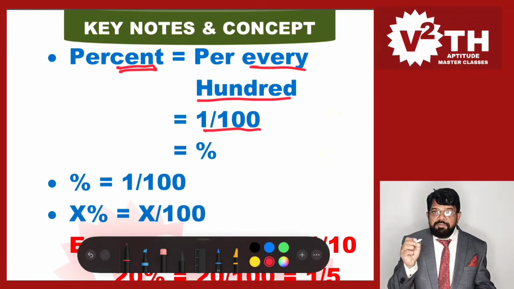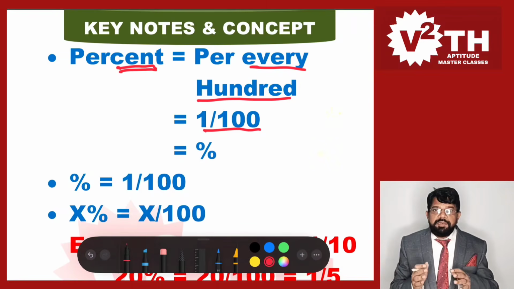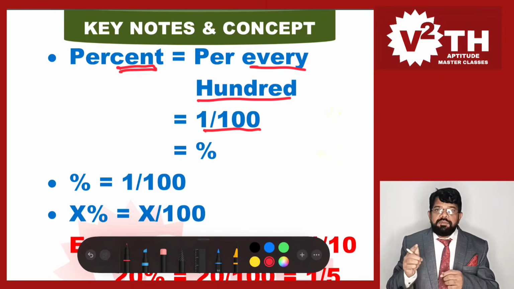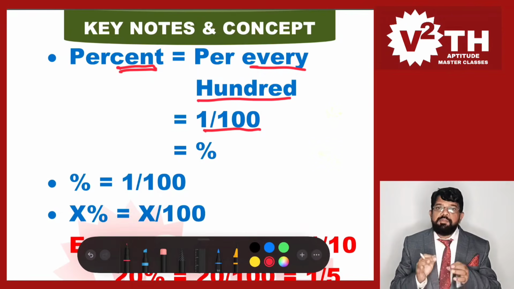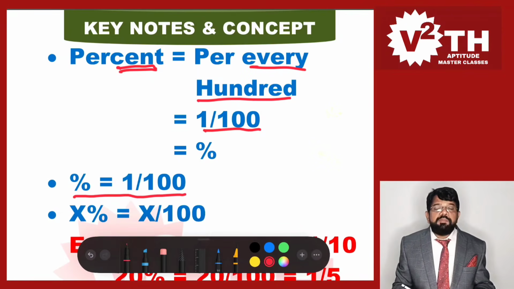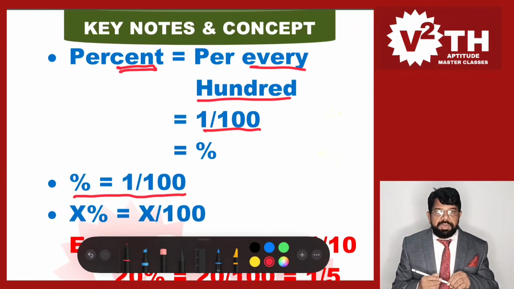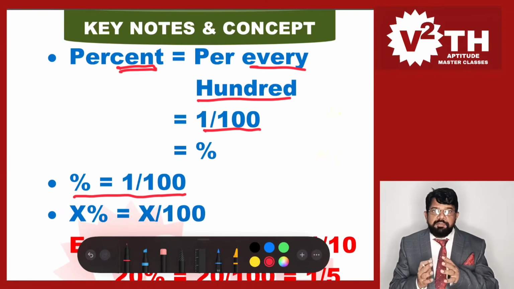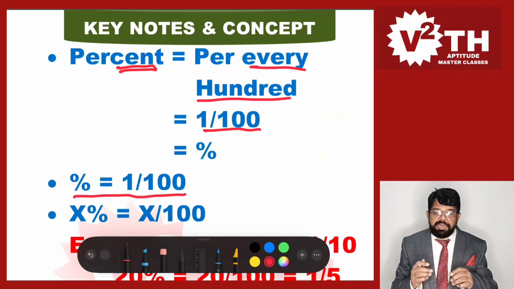This is the symbol for the percentage, a line and 2 dots. So percent means century, century means 100. So percent means per 100, per 100 means per every 100. It can be written as 1 by 100. So this is the percent symbol, and the symbol value itself is equal to 1 by 100. Anywhere the percent symbol is there, in place of that you take 1 by 100.